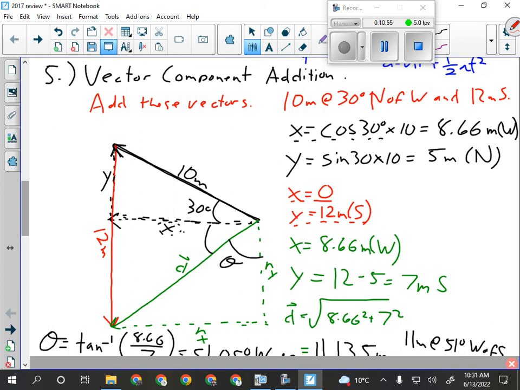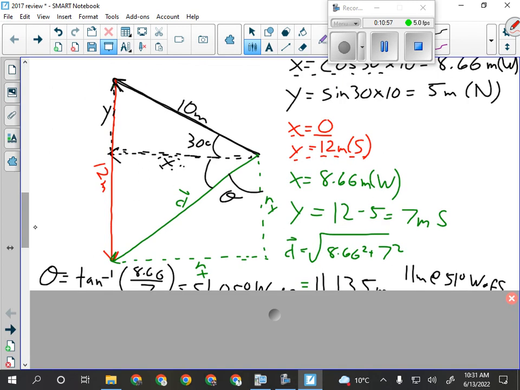Then I take those vectors and I add them together to get my resultant vectors, ry and rx. So for rx, it's going to be 8.66 meters west because that's the only one that went west. And for my y, I'm going to have 12 south minus 5 north to give me 7 meters south. So my ry here is going to be 7 meters south, that one there, and this one here is 8.66 meters west.